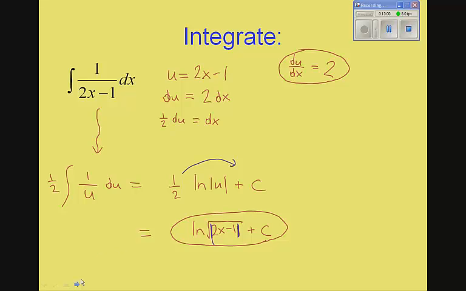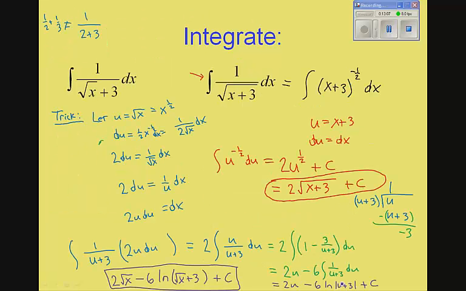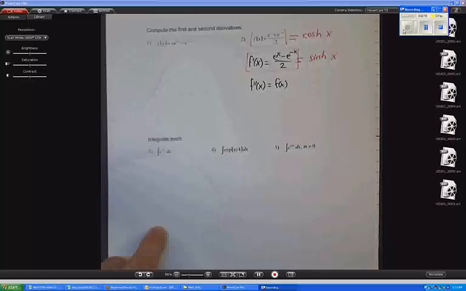But in this situation, this is different, because here u is positive, always. When you take the square root of something, you're not going to get a negative number. I didn't check out 3, but I think you got it.